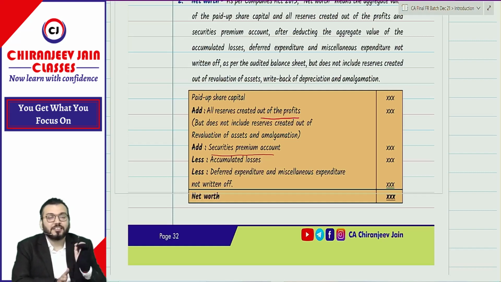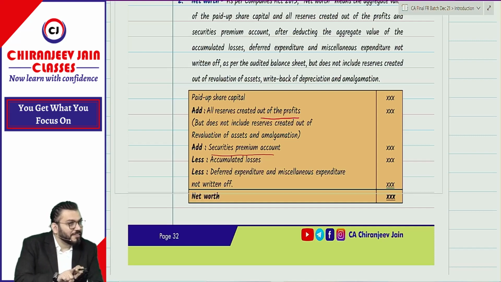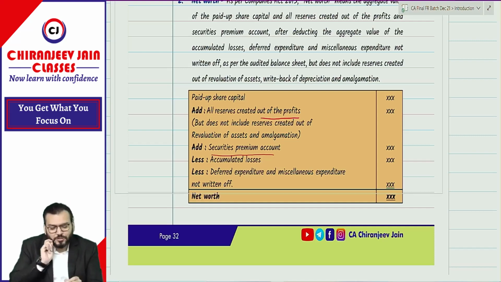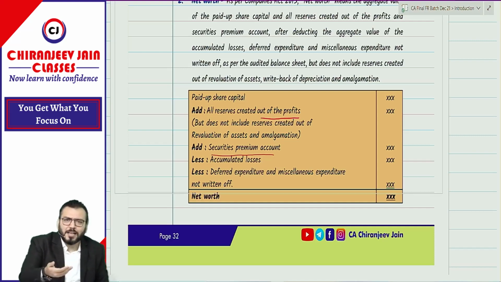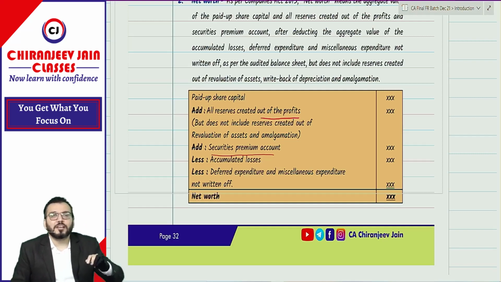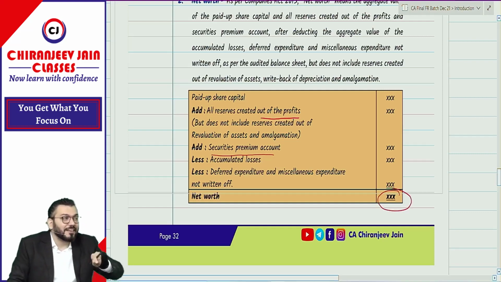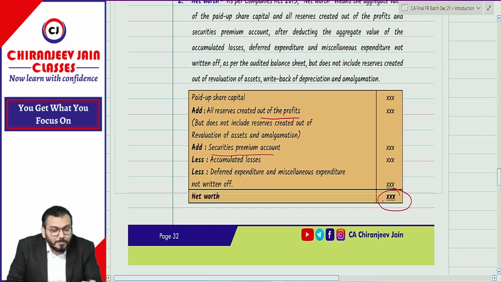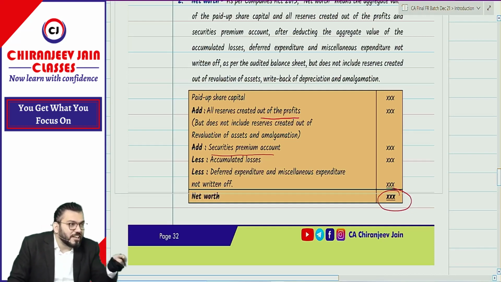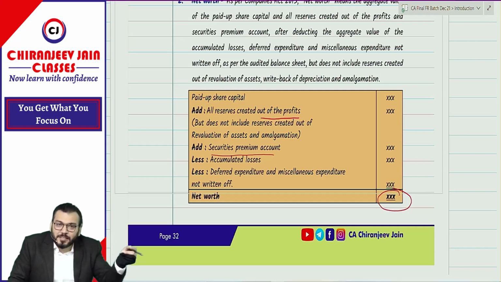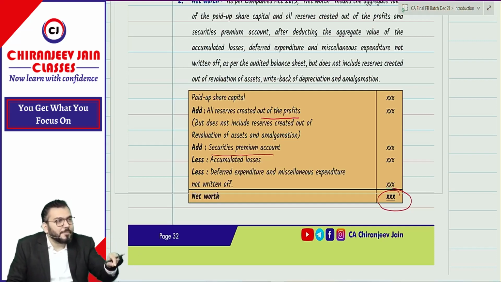So we deduct it from this formula. Understood? Deferred expenditure is also a type of loss only. Any expenditure which is not yet charged to the profit and loss account is also a part of accumulated losses. That will also be deducted. The total becomes net worth as per the Companies Act. So this net worth will be calculated and then it will be checked whether it exceeds the limit given or not. If it exceeds, then Ind AS is applicable. If not, then Ind AS is not applicable.